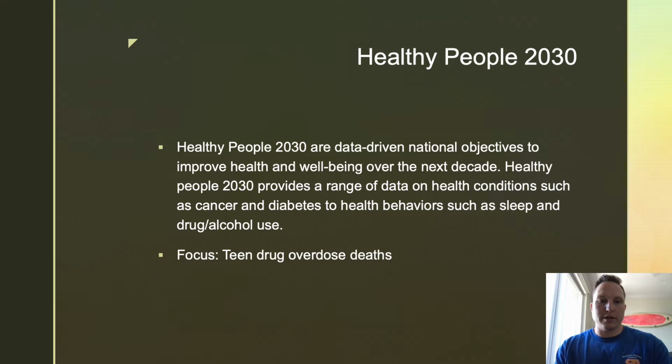Healthy People 2030. This is why I'm here today presenting to you. It's a set of data-driven national objectives to improve the health and well-being of us as a society over the next decade. They cover a range of different health conditions, from cancers and diabetes to health behaviors such as sleep or drug and alcohol use. Today our focus is going to be drug overdose in teens.